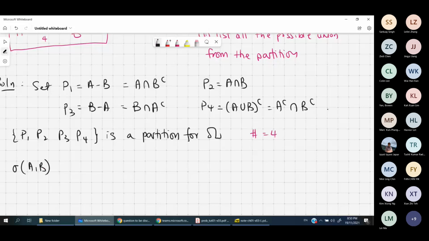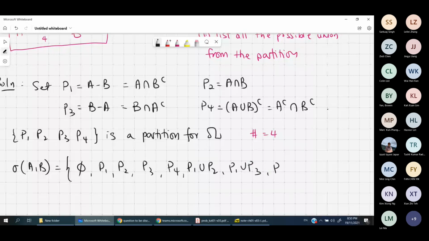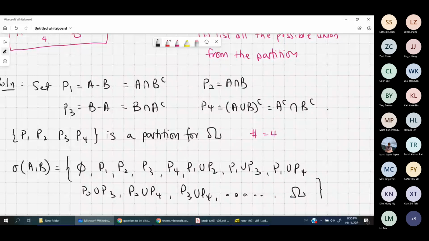Then you can see the sigma field generated by this will be all the possible unions. Of course, we begin with the empty set. So P1, P2, P3, P4, P1 or P2, and so on, P1 or P3, P1 or P4, P2 or P3, P2 or P4, P3 or P4, and so on. I don't want to write them all down. Of course, the last one will be all of them.